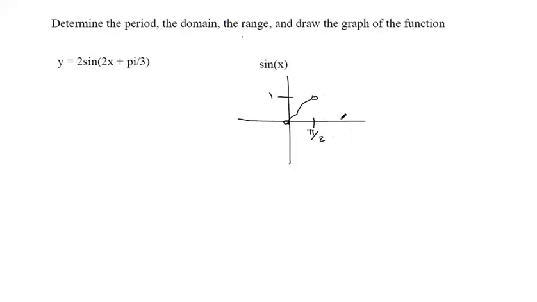And then it dips down by the time we get to pi, then it's back to 0. And then at 3 pi over 2, it's down to negative 1. And then it's back to 0. Okay, so that's the graph. That's one wave of sine, and it just keeps repeating.